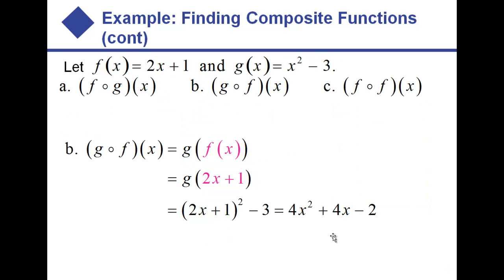Here's our other example of g of f of x. So we're kind of going in the other direction. Instead of f of g, we're doing g of f. So now we're taking the f function and putting it into the g function, which is going to be a little trickier because now we have to square a function. 2x plus 1 has to be quantity squared. So that's when you want to FOIL that out, combine like terms, and then subtract the 3 from it, and then that would be your final answer there.